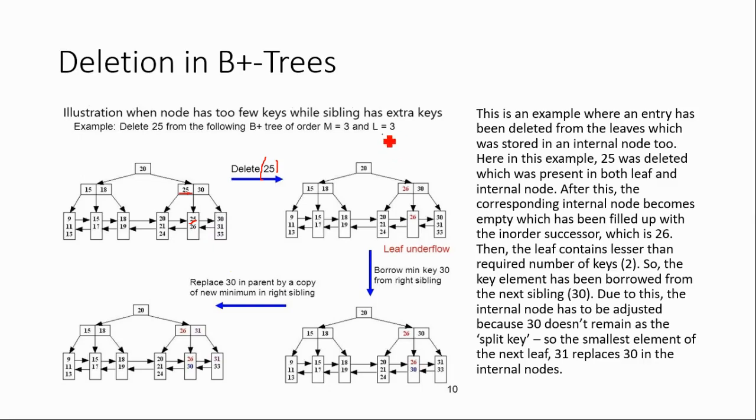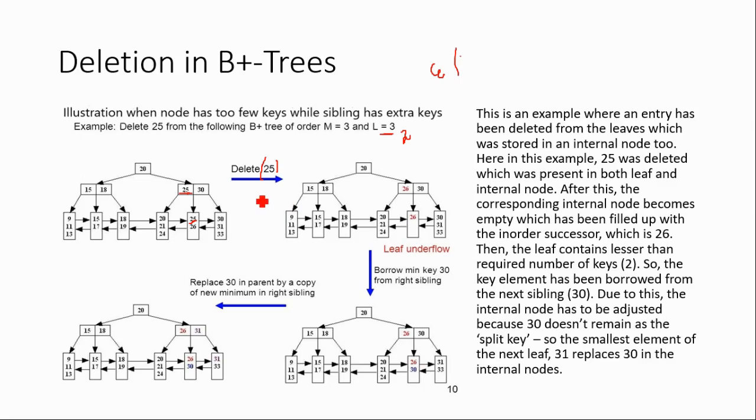Now we have simply deleted that. The maximum number of elements has to be 3, and so the minimum number of elements that can be stored is 2. The ceiling of 3 by 2 is 2. So you have to ensure that 2 elements are stored in the leaf. 20. So 25 has been deleted.